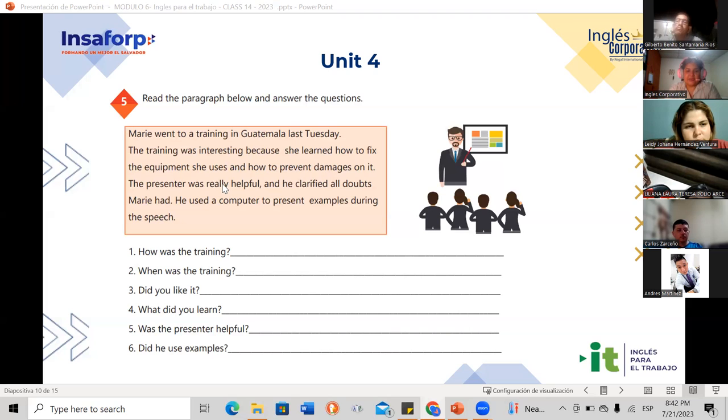Okay, did he use examples? Yes, he did. Remember, when the question starts with did, the answer, if it is yes, will be yes, he did. If it is no, it will be no, he didn't or did not. We're going to see more examples.